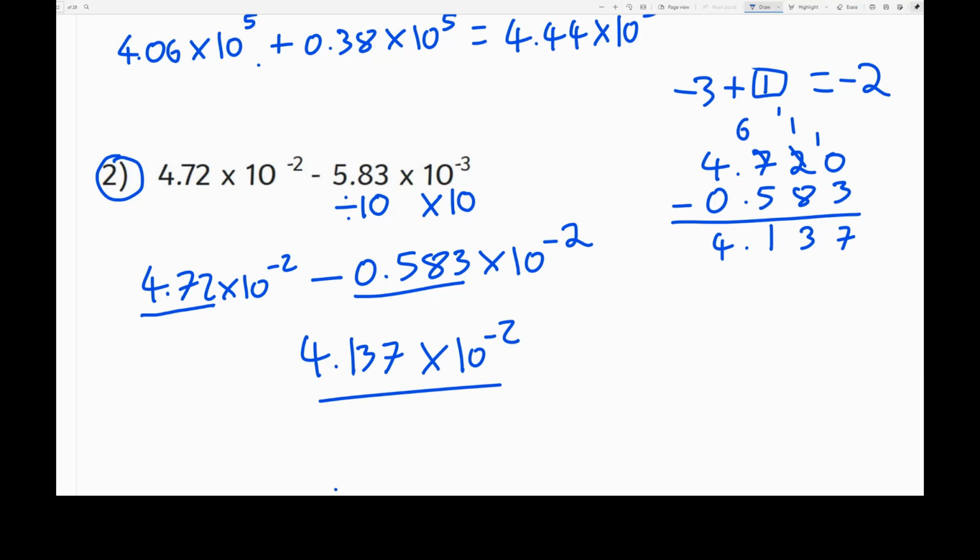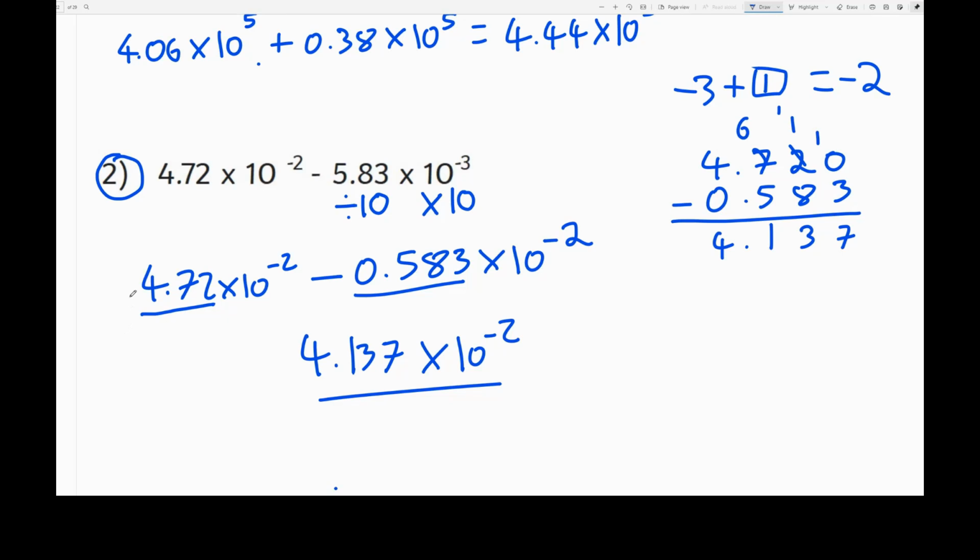So I can see what you're doing there, Ethan. Yeah. So we have to times the 10 to the minus 3 by 10, and then the number part, 5.83 divided by 10. Yeah, and the idea is, as you said, they both become minus 2. Brilliant. Because the powers of 10 have got to be the same before we add or take away.